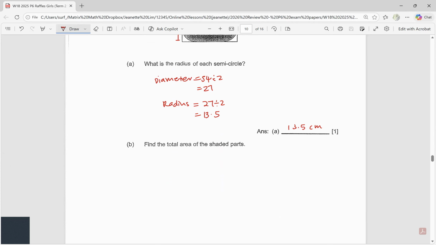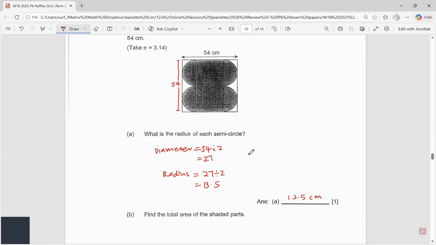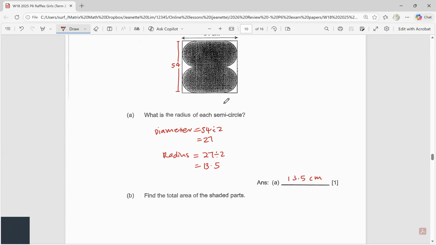Total area of the shaded parts. Okay, so to find the total area of the shaded part, what we would do is we'll find the 4 semicircles. 4 semicircles combined to give you 2 full circles. Then after that, we will find the area of the rectangle and add them up. Okay, so 4 semicircles, which is your 2 full circles.